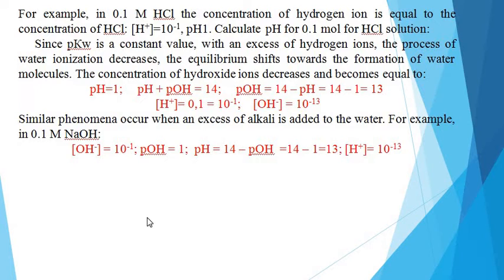Similar phenomena occur when an excess of alkali is added to the water. For example, in a 0.1 molar concentration of sodium hydroxide alkali, the concentration of hydroxide ions is equal to the concentration of the base, 10 to the minus 1. From this, pOH equals 1, pH equals 13, so the concentration of hydrogen ions equals 10 to the minus 13 power.